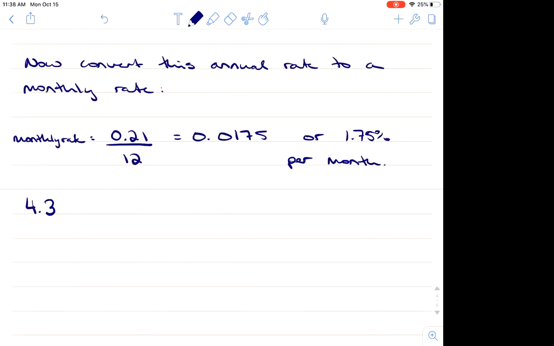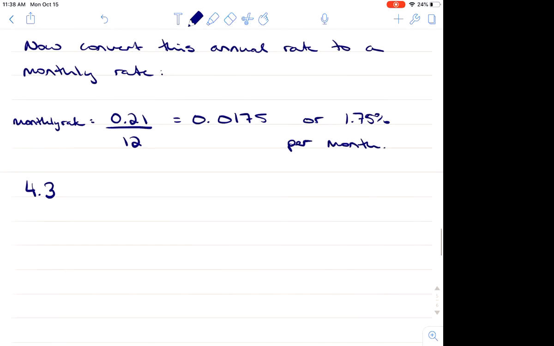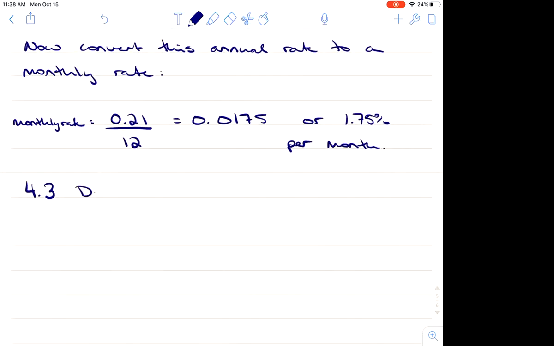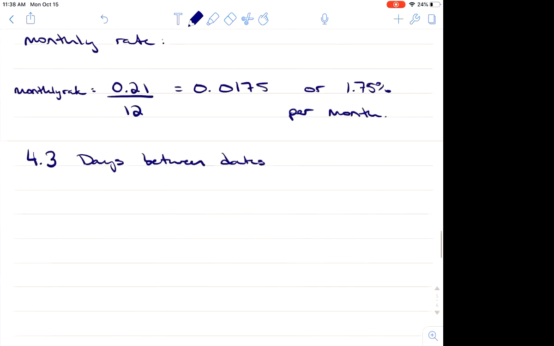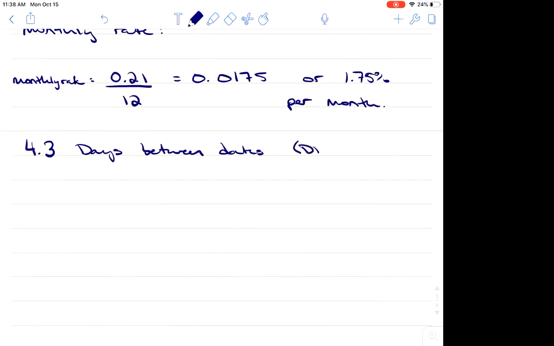I'm just going to show you one of the cool features of your fancy calculator that you bought, that it can calculate the days between dates. So days between dates, DBD, on your calculator.